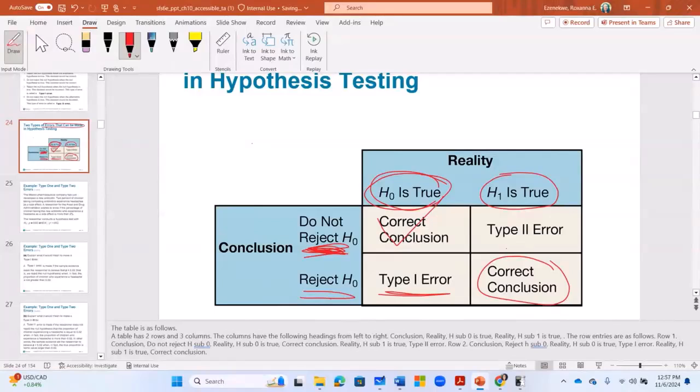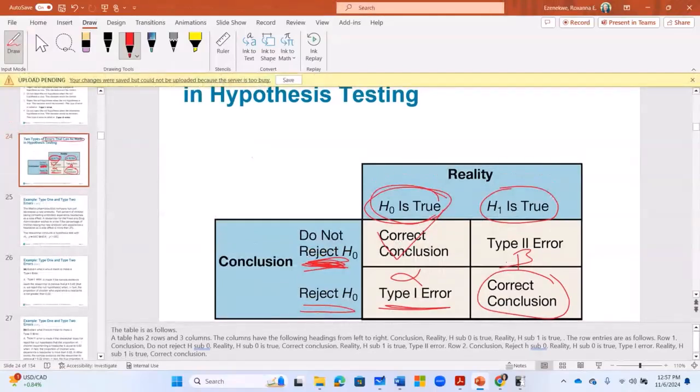Type 1 error is called alpha error. Type 2 error is called beta error. So if you see beta error in your question, it means type 2 error. And what does type 2 error mean? Type 2 error means that you did not reject the claim when the alternative is actually true. In other words, the null hypothesis is false, but you did not reject it. When the null hypothesis is false and you did not reject it, you committed a type 2 error.